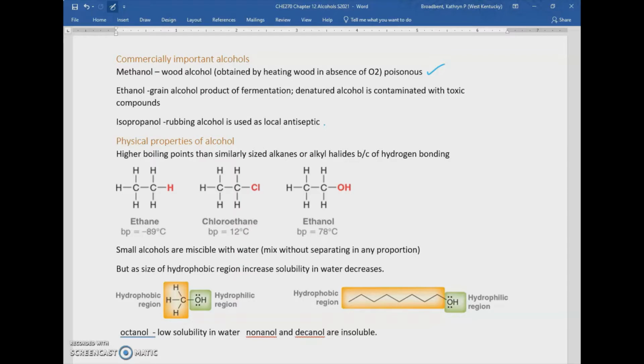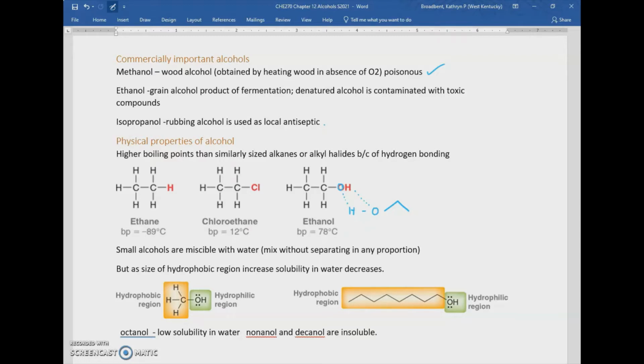Okay. Physical properties of alcohol. We find that alcohols have higher boiling points than similarly sized alkanes and alkyl halides, and that is because of hydrogen bonding. This oxygen here is able to hydrogen bond to another alcohol, and the hydrogen is also able to hydrogen bond. And so that gives it a much higher boiling point.